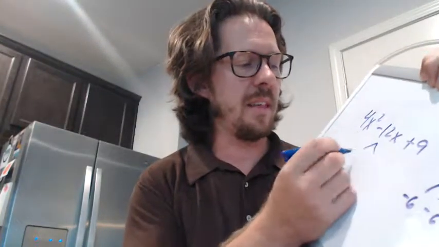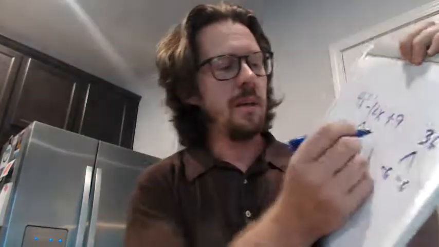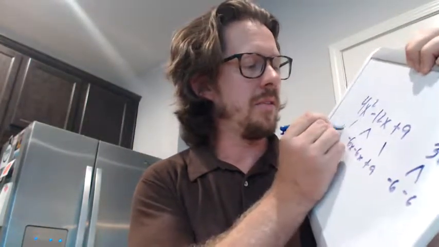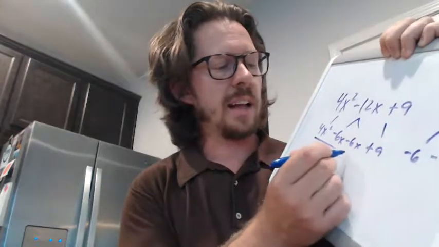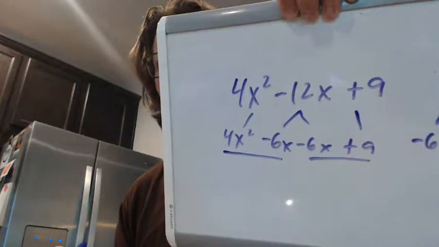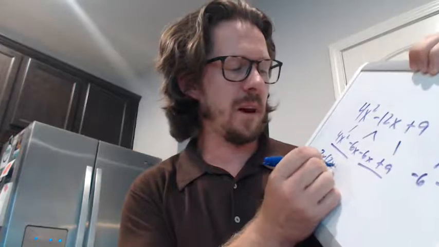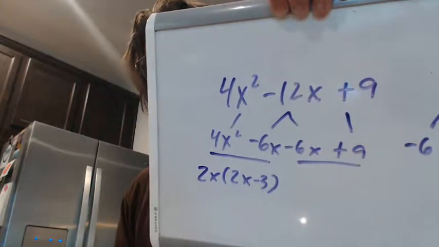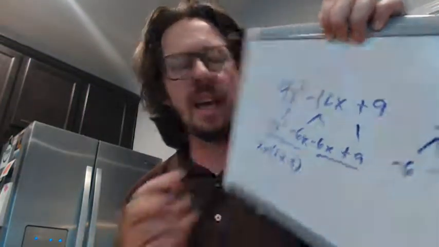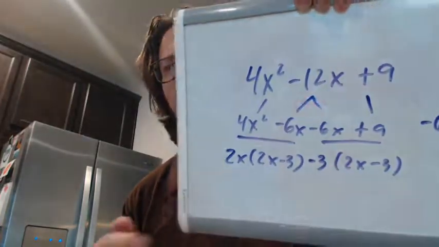Well, let's do this the old-fashioned way, watch. If I split this into negative 6x and negative 6x, drop the 9, drop the 4x squared, right? Just like that. Factor by grouping, right? What comes out of the first two? 2x, that's correct, and you're left with 2x minus 3. And if you look, what comes out of the next two, you could take out a 3 or a negative 3, but if you take out a negative 3, you're left with 2x minus 3 as well.